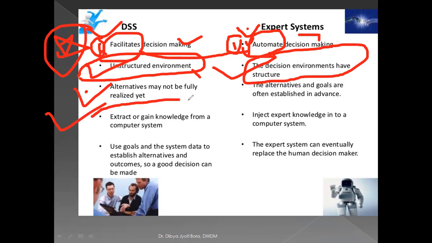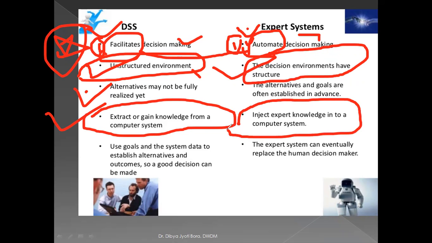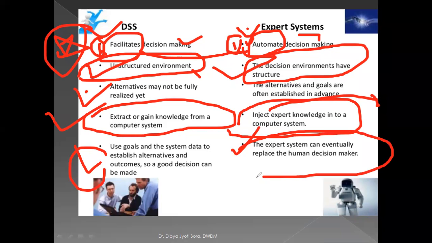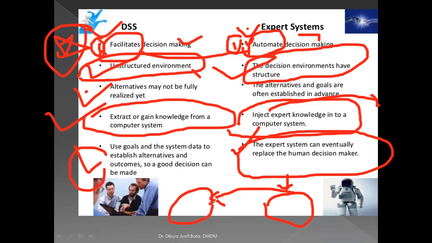And then next, in DSS, you know that the information is collected from the computer system, but in expert system, we are collecting it from some human expert and we are trying to inject it into our knowledge base. Okay, then the last one: use goals and the system data to establish alternatives and outcomes, so a good decision can be made, but the expert system can eventually replace the human decision maker. In case of an expert system, suppose the knowledge is collected from an expert who has some misconceptions, then of course our outcome is going to reflect those misconceptions. You may not get an accurate result if you are collecting the information from someone who has misconceptions. Okay. So these are the differences between DSS and expert system.